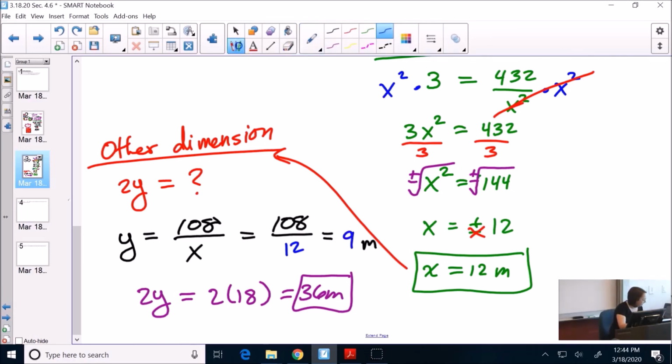Okay? So then if I plug y in here, my second dimension has double the y, so it's y and then y again. So we have 2 times 9, or 18 meters. So the dimensions of the box, or the fenced area, are 18 meters by 12 meters.